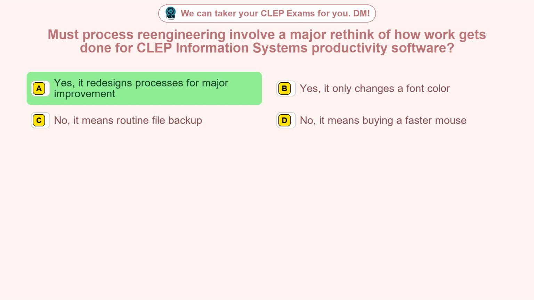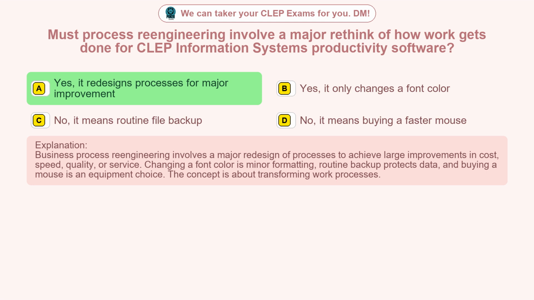The correct answer is option A. Yes, it redesigns processes for major improvement. Business process reengineering involves a major redesign of processes to achieve large improvements in cost, speed, quality, or service. Changing a font color is minor formatting, routine backup protects data, and buying a mouse is an equipment choice. The concept is about transforming work processes.